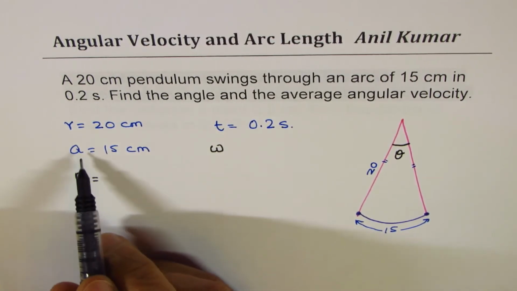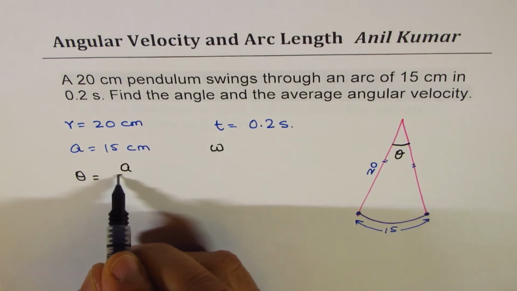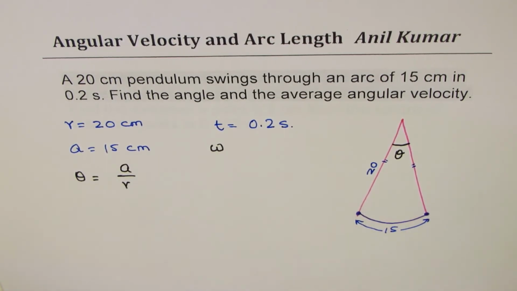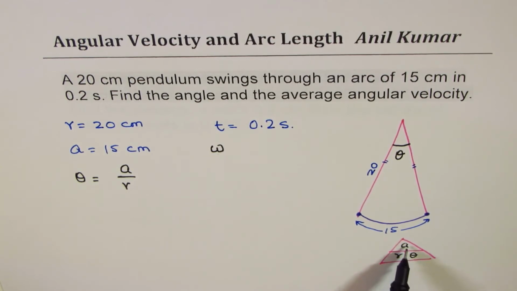Now arc length A equals r theta, right? So the angle is A divided by r. So remember the triangle which we have. Let me make it here just for us to remember it. Just as we have the distance, speed, time triangle, so A is r theta. Simple as that. So theta is the ratio of arc length over radius. Is it okay?